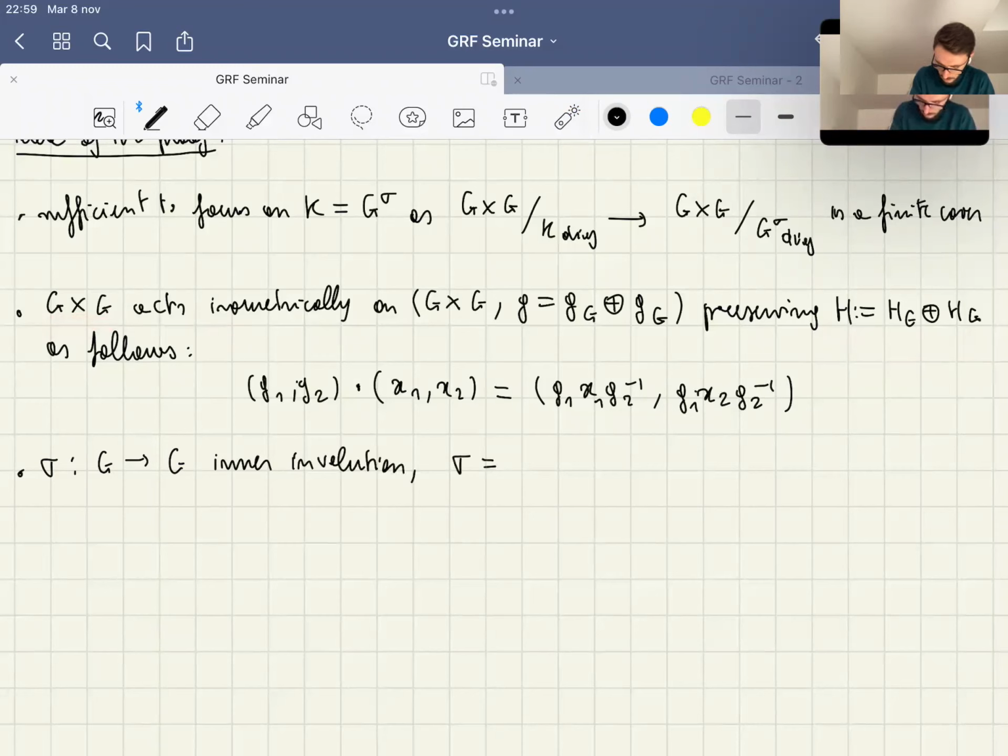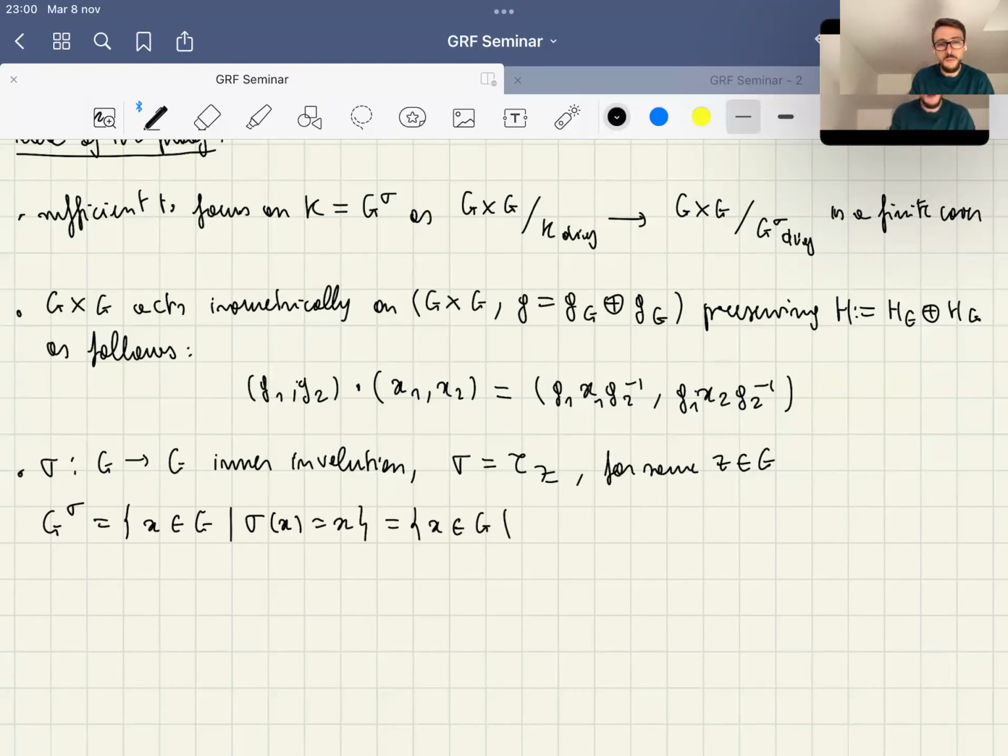And so, as I said before, it is the conjugation by some element Z belonging to G. And the fixed point set of sigma in such a case, which is the set of points in G which are fixed by sigma, is just the set of points in G which commute with Z. And so this is nothing but the centralizer of Z inside G.